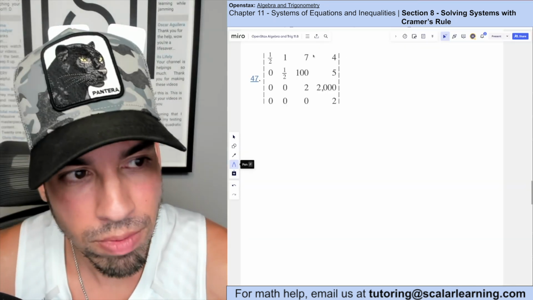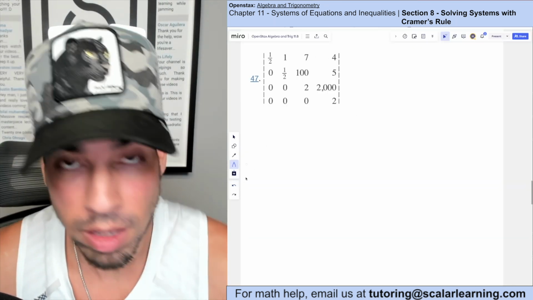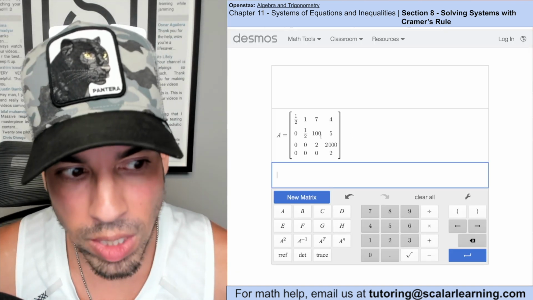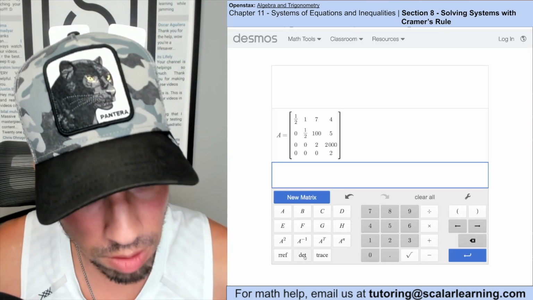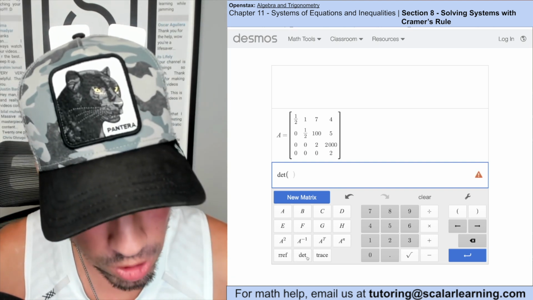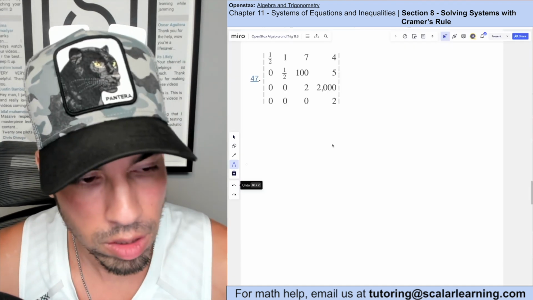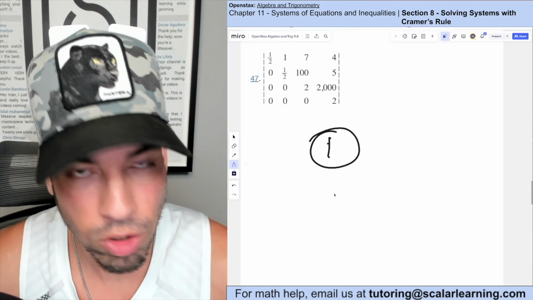So for this one, we're meant to find the determinant using a calculator, a graphing utility. We're going to use Desmos, so let's check it out. Now that we got the matrix entered, we just use this nifty feature, determinant of matrix A, and there we go. 1 is the winner, just like that. So there it is. 1 is the answer, done.